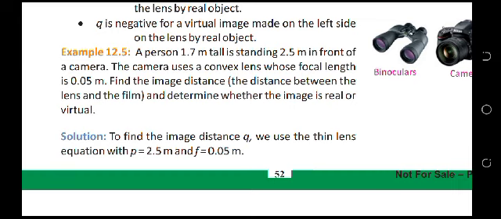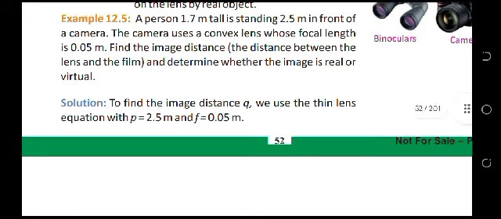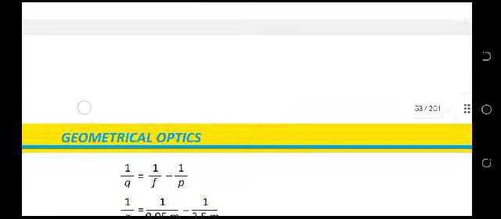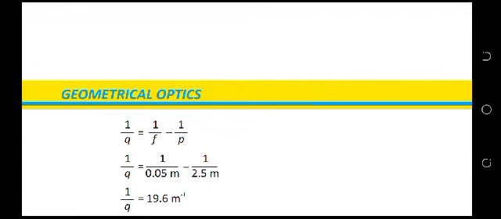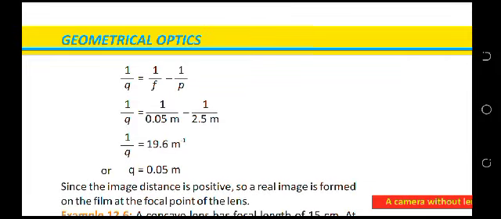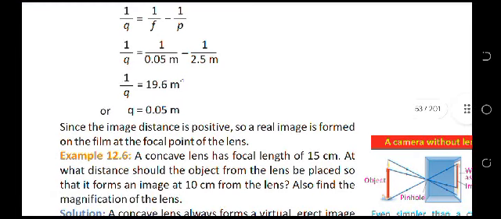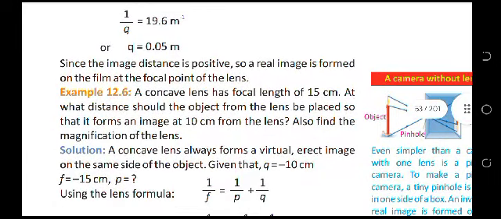Example 12.5. A person 1.7 meter tall is standing 2.5 meter in front of a camera. The camera uses a convex lens whose focal length is 0.05 meter. Find the image distance, the distance between the lens and the film, and determine whether the image is real or virtual. Solution: to find the image distance q, we use the thin lens equation with p = 2.5 meter and f = 0.05 meter. 1/q = 1/f - 1/p. 1/q = 1/0.05 meter - 1/2.5 meter. 1/q = 19.6 per meter, so q = 0.05 meter. Since the image distance is positive, a real image is formed on the film at the focal point of the lens.